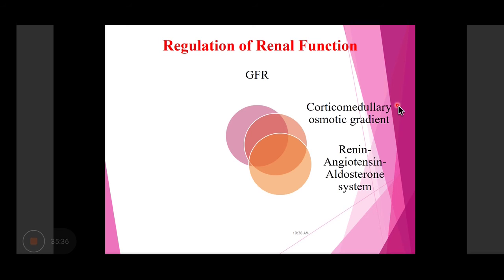Then, the renin-angiotensin-aldosterone system is a separate topic altogether. I think it has been covered by Dr. Kalra. If not, it will be covered in subsequent lectures. So the renin-angiotensin-aldosterone system, any idea how it can control the urine formation? What is the final product of the renin-angiotensin system?